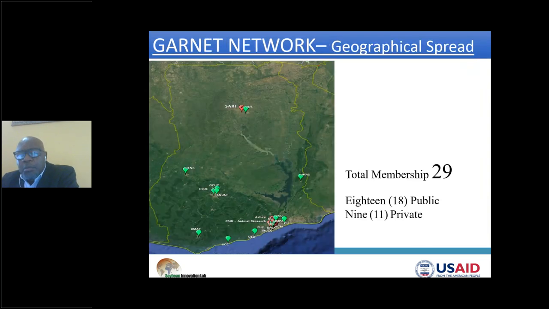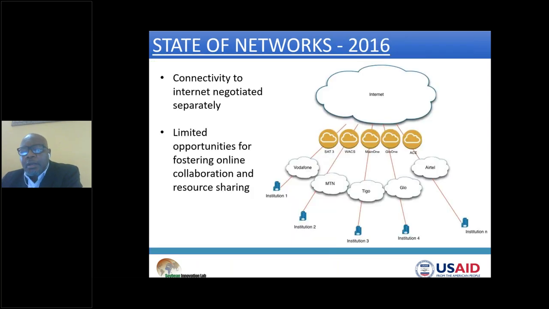Next slide. At the moment, GANET has 29 members. 18 of those are from the public sector, and 11 of those are from the private sector. What you see before you is a countrywide distribution, where the majority of our members are in the southern part. Our newest member is the Savannah Agricultural Research Institute, which you see in the middle of the up north. Next slide. As of 2016, each member negotiated their own connection to the internet, and so there was not enough opportunity for fostering online collaboration and resource sharing.